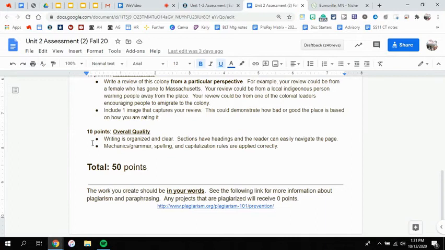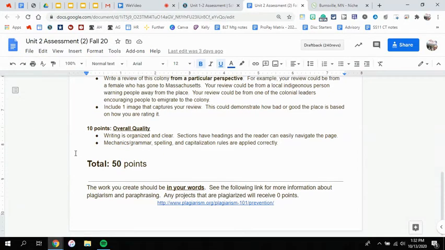So again, this is worth 50 points, which in terms of points isn't enormous, but this is one of 4 assessments you're going to have for the semester, and this will be worth ultimately half of your grade. So these are kind of important points. You're going to want to do your very best work.